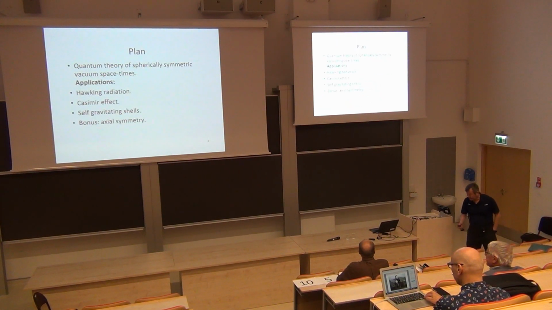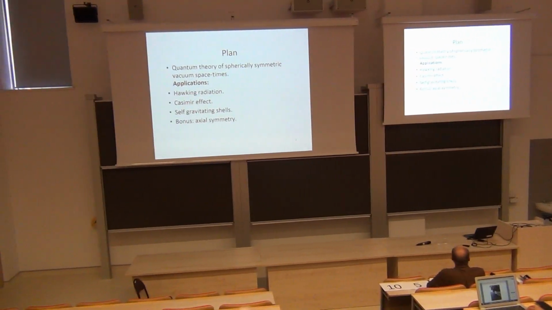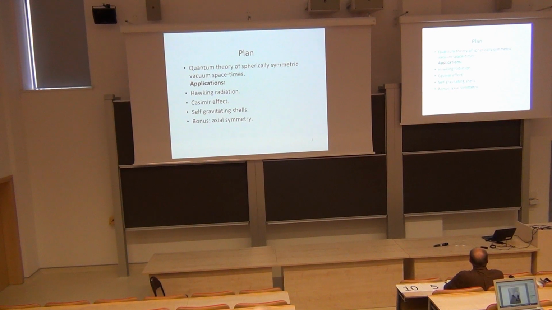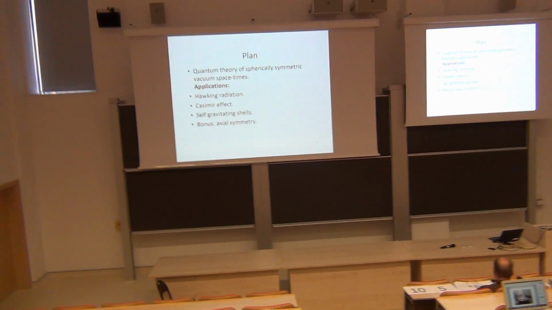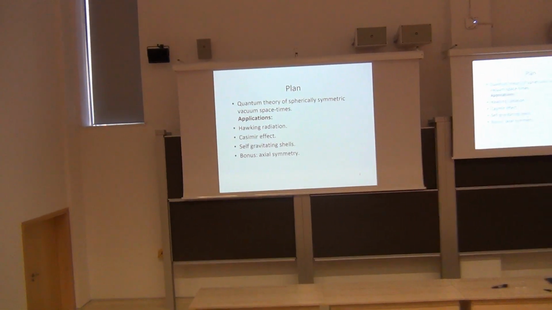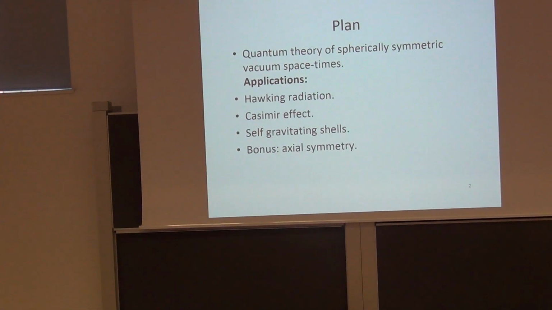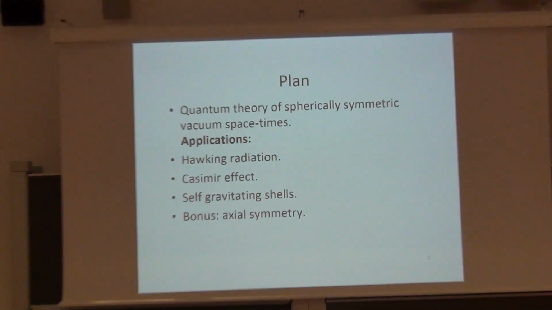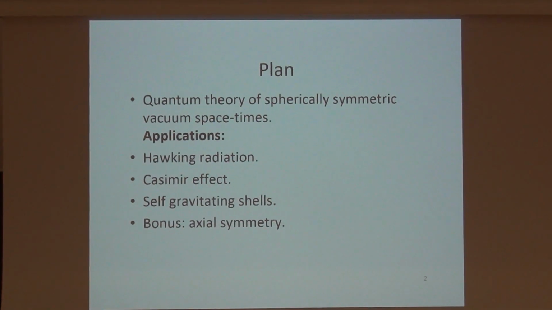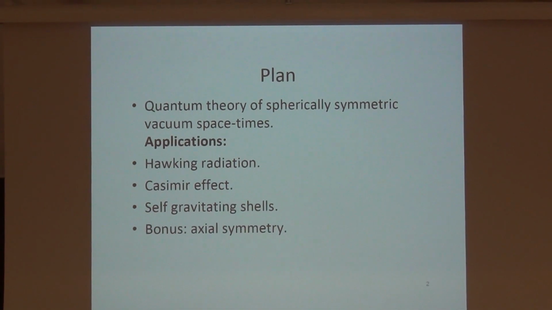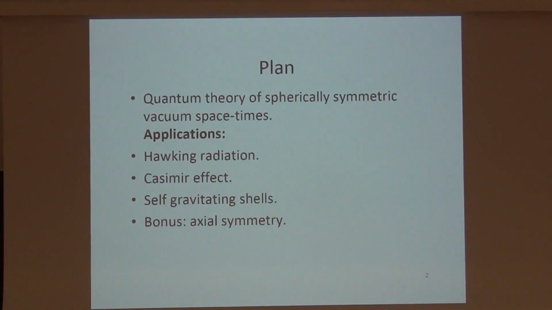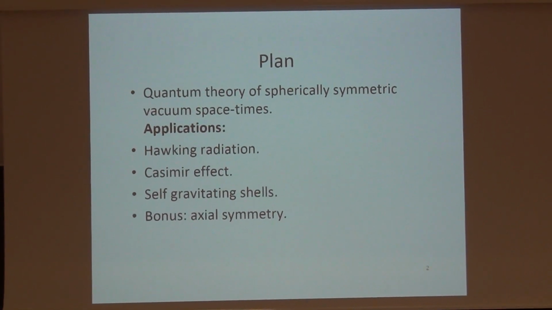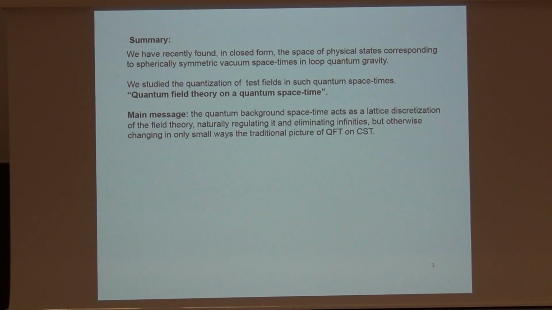This is the plan. We'll talk a little bit about how to do loop quantum gravity in spherical symmetry. And we have actually solved that problem. And then we'll do some applications, which is to put quantum fields to live on the quantum space-time and discuss Hawking radiation, the Casimir effects, self-gravitating shells, and we're now venturing beyond spherical symmetry into axial symmetry.